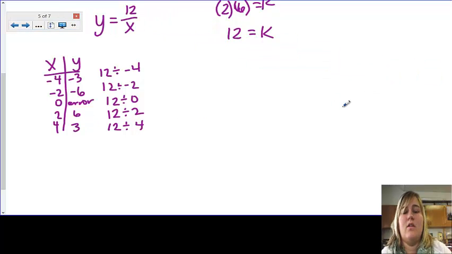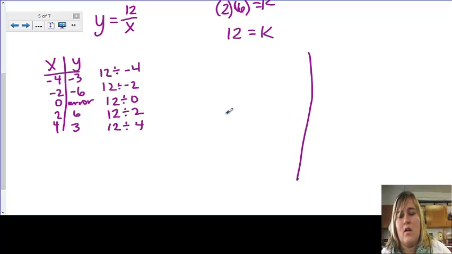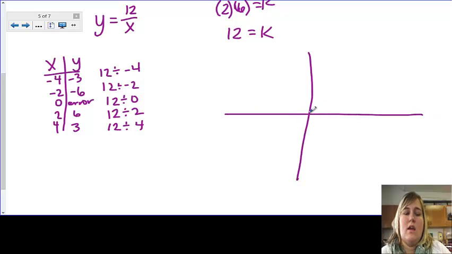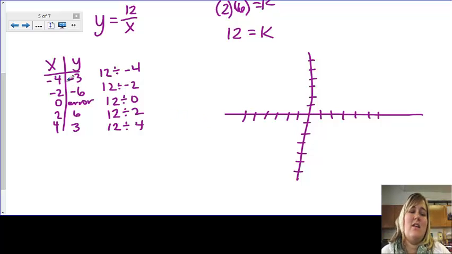So what I have, draw my graph. Okay, and I have, let's go, 1, 2, 3, 4, 5, and 6. Okay, so my first point is at -4, -3. So I'm going to go left 4, down 3. 1, 2, 3.